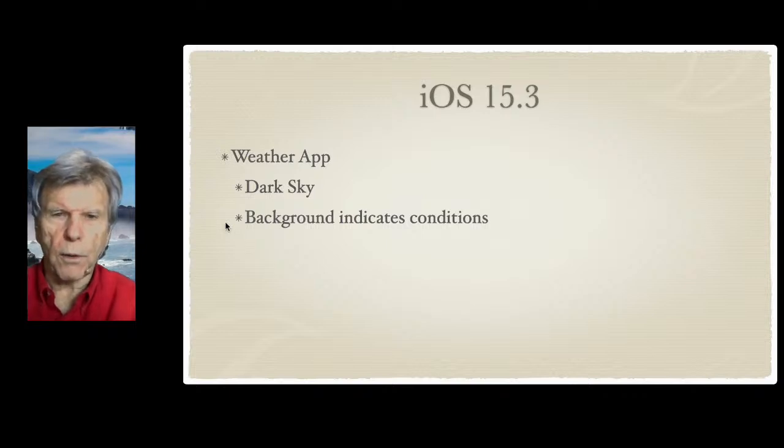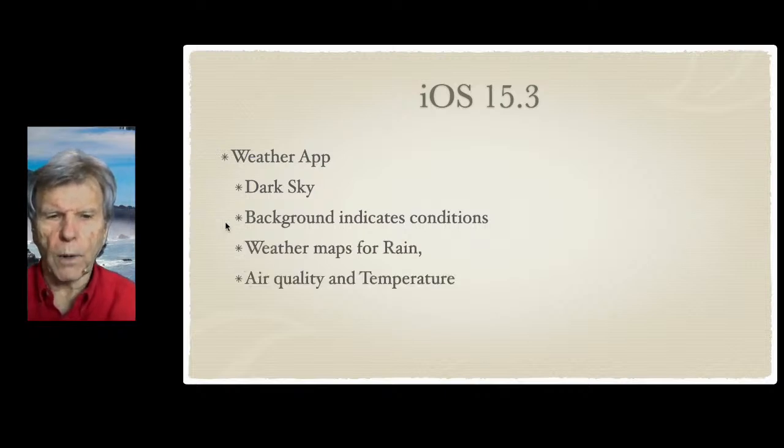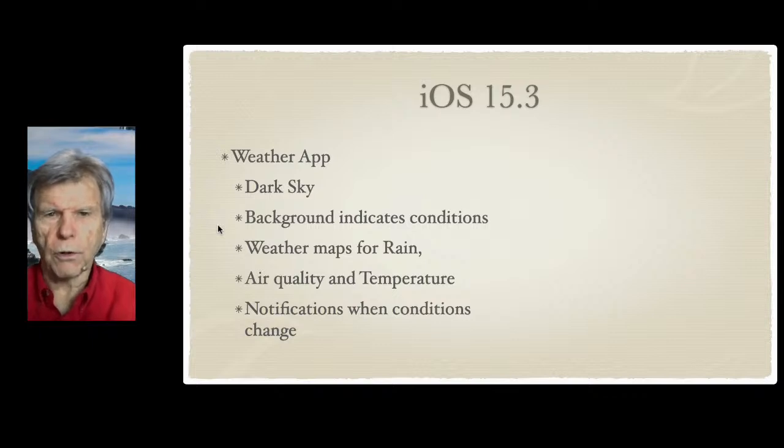One of them is when you go to the weather app, you'll see in the background an indication of the current weather. Also, they have weather maps for rain, air quality, and temperature. So you can see through different maps what's happening with those particular meteorological conditions. And here's a nice feature. You can set up notifications to find out when the weather conditions are going to change, when it's going to rain, when it's going to stop raining. So that is pretty cool.